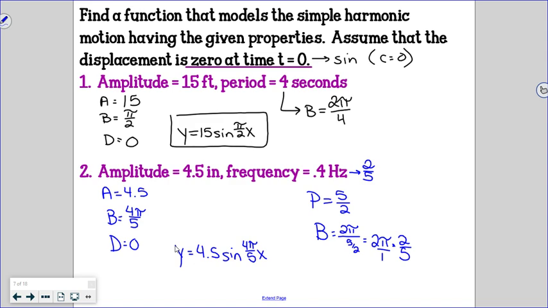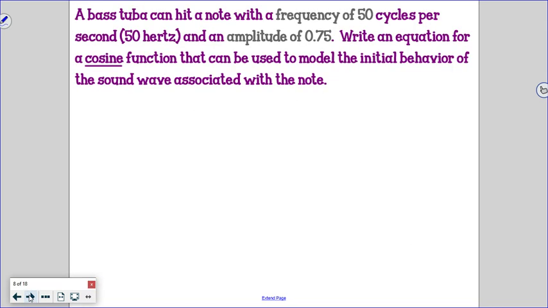Okay, so those are kind of your basic ones, our intro into this. I'm going to give you one more that you can do on your own, but any questions up to this point? Okay, try this one on your own. A bass tuba can hit a note with a frequency of 50 cycles per second, which is 50 hertz, and an amplitude of 0.75. Sometimes they directly come out and tell you, write a cosine function. So you're going to write this as a cosine function that can be used to model the initial behavior of the sound wave associated with the note.